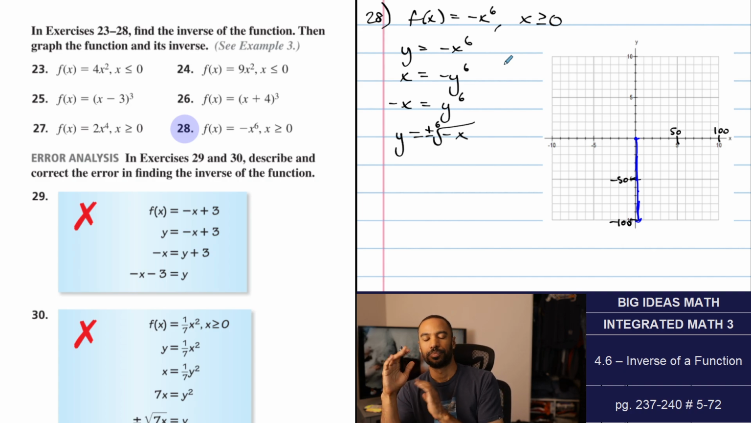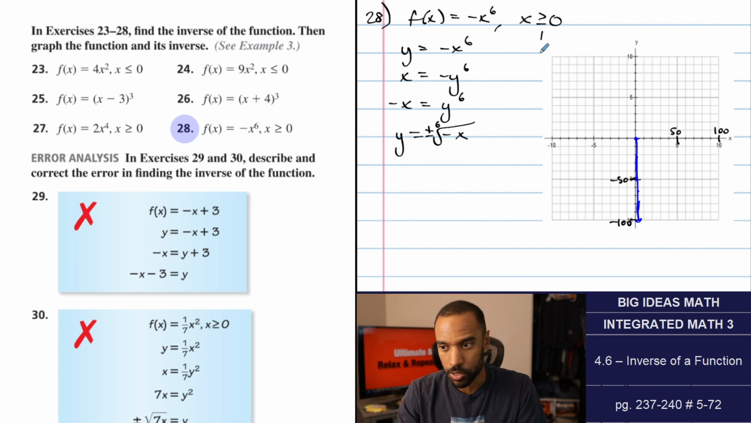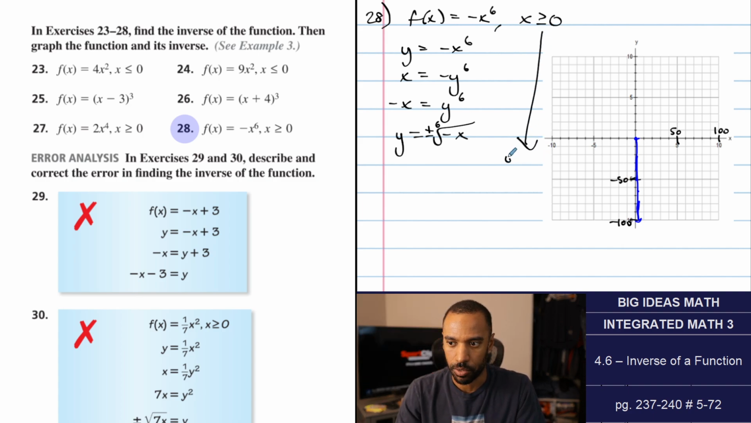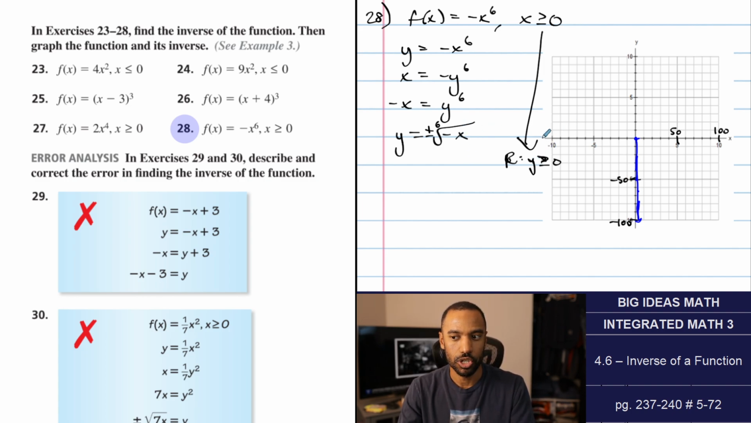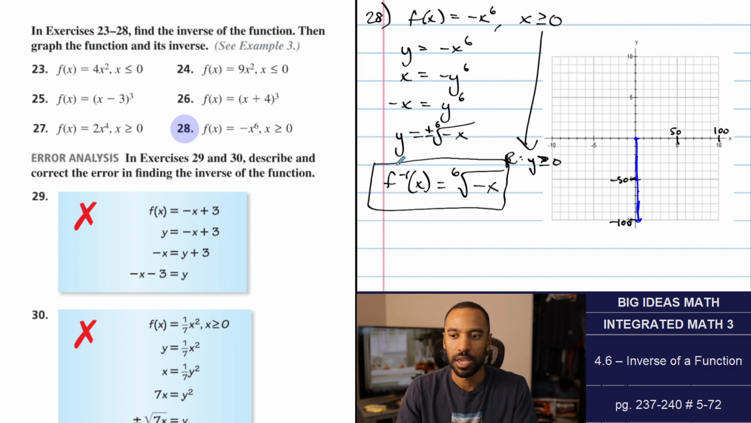Now, I want you to think on this a little bit, okay? For starters, given that the domain is x is greater than or equal to 0, we're going to have a range of y is greater than or equal to 0. Second of all, we have a negative inside the root. Is that allowed? Well, yes. Given that y is greater than or equal to 0, it'll be the positive 6th root of negative x here.